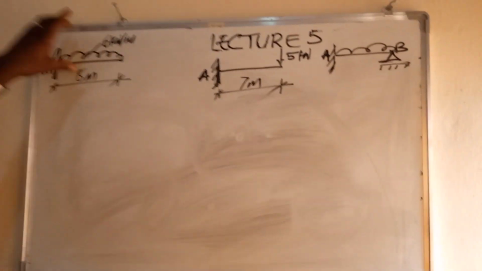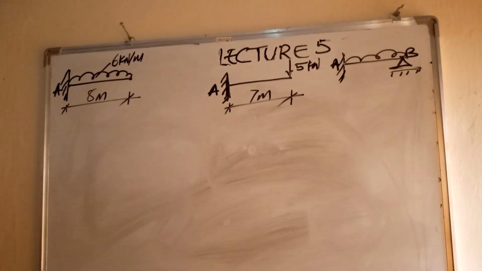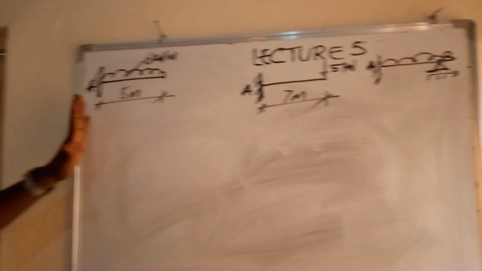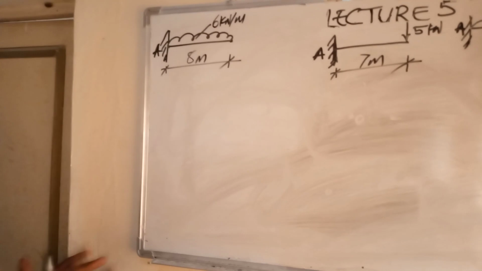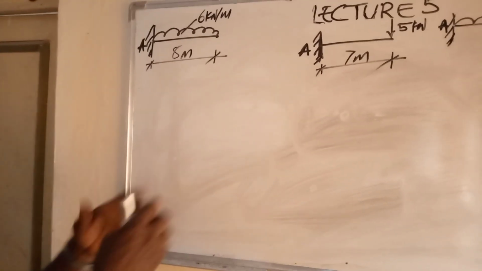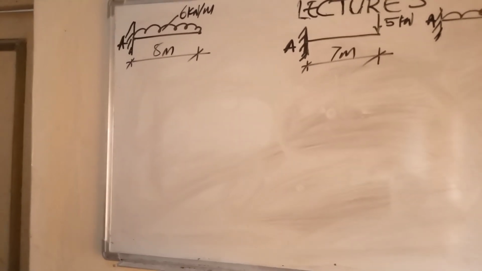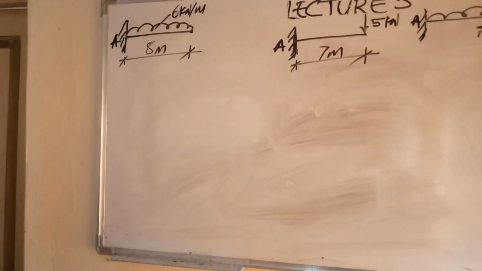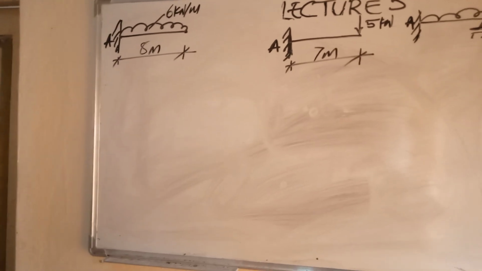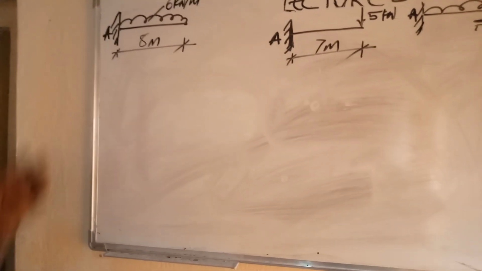This cantilever here carries a uniformly distributed load. This one carries a point load. A cantilever has only one support, so the whole load is on that one support. So we don't need to start looking for reactions because we already know the reaction. The reaction is the load because there's only one support carrying the load.